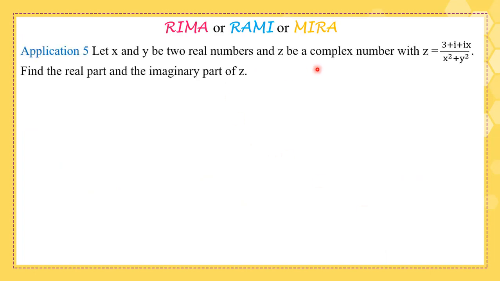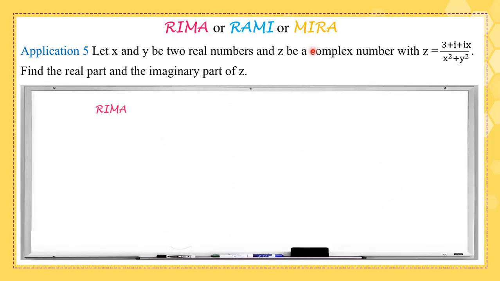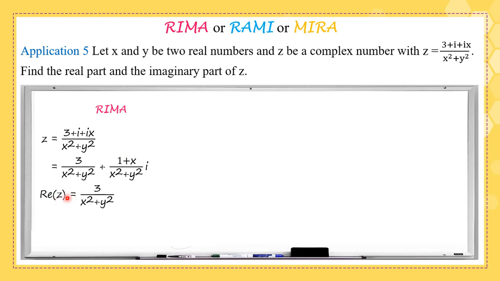Now Rima, Rami, and Mira. x and y are two real numbers. z is a complex number such that z is 3 plus ix over x squared plus y squared. The question is to find the real part and the imaginary part of z. Let's begin with Rima. This is the expression. Well, Rima wrote the expression as 3 over this quantity plus, she took i in common here, and she put 1 plus x over this quantity i, and she said that the real part is 3 over, and the imaginary part is 1 plus x over.